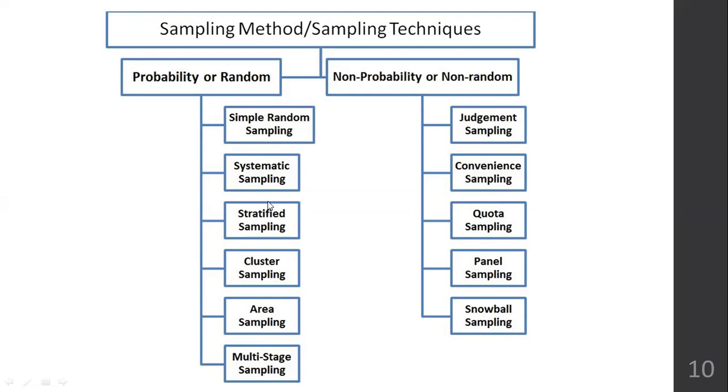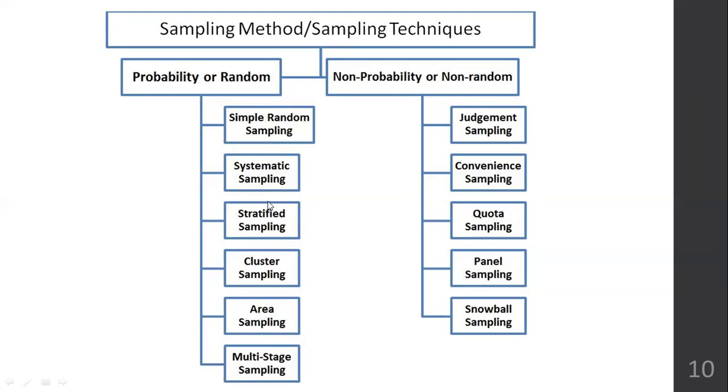For example, in a class of 30 students, if I have written down all 30 students' names on chit paper, shuffled it and taken one paper out, one student's name out, then every one of the 30 students present has an equal chance of getting selected in that particular group. That is probability sampling.